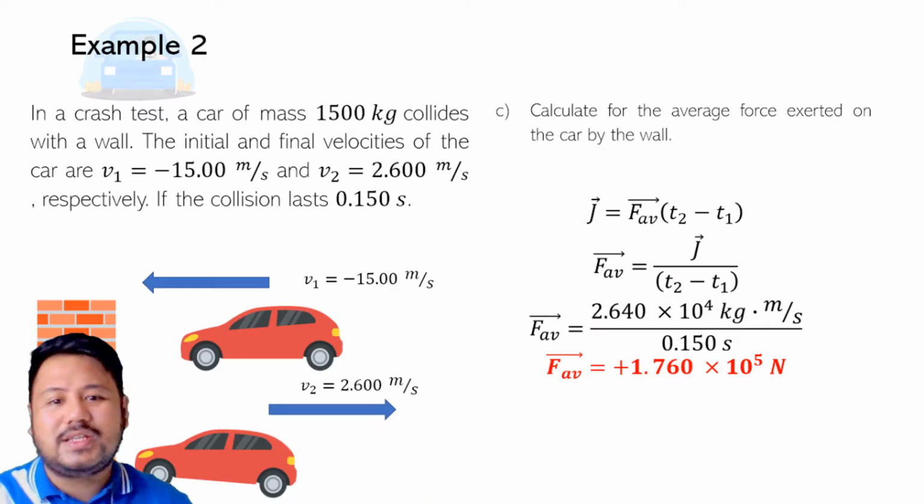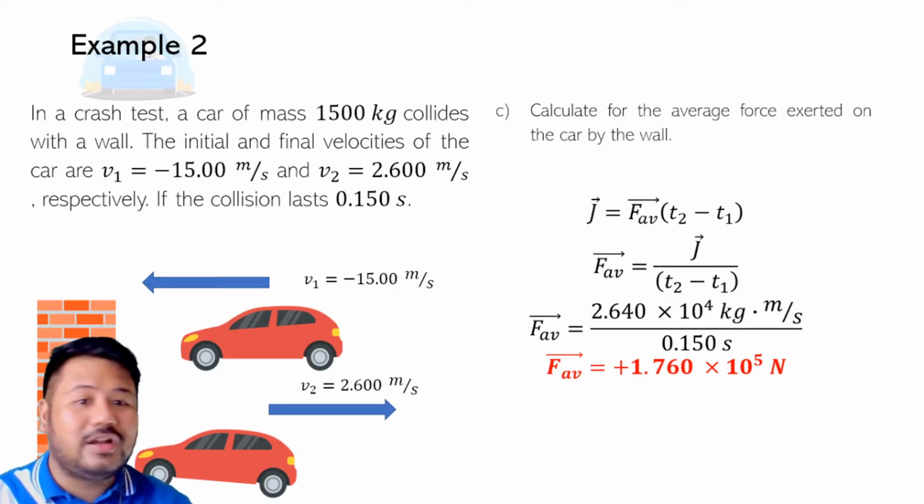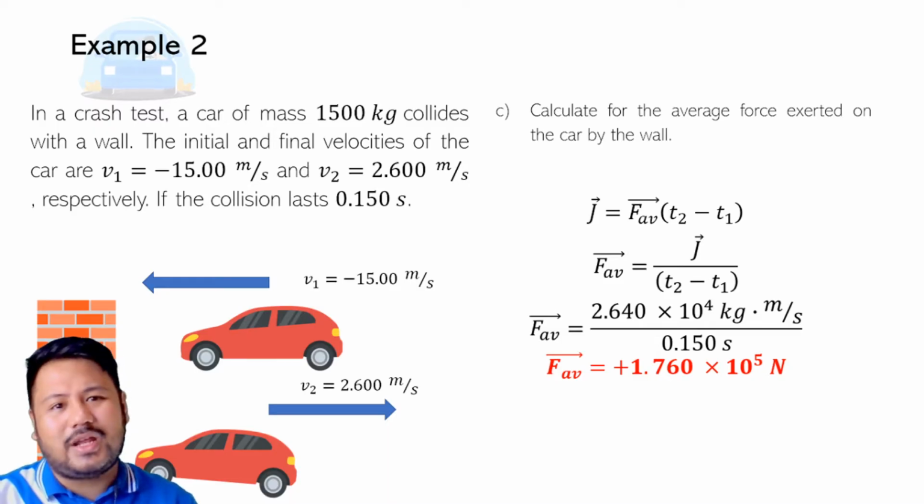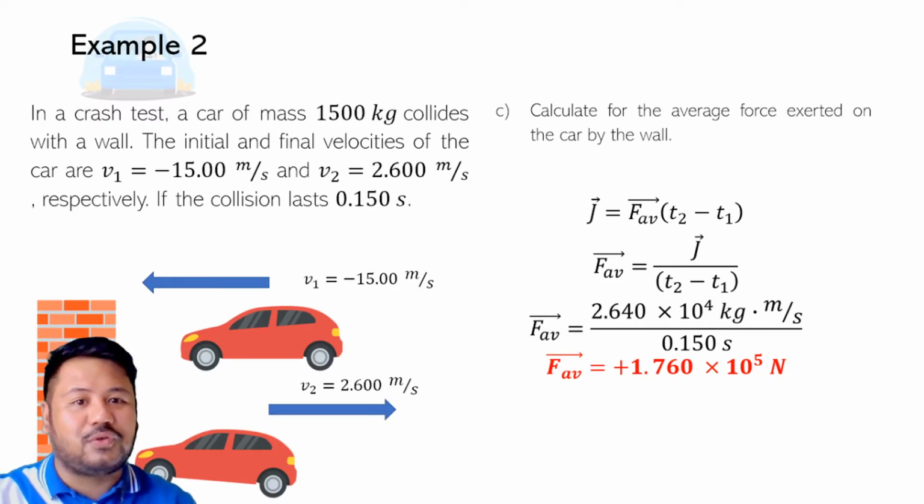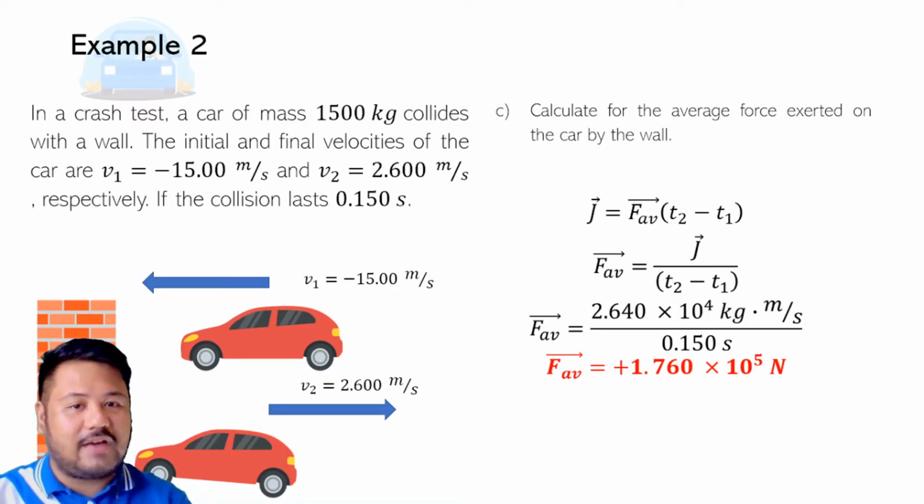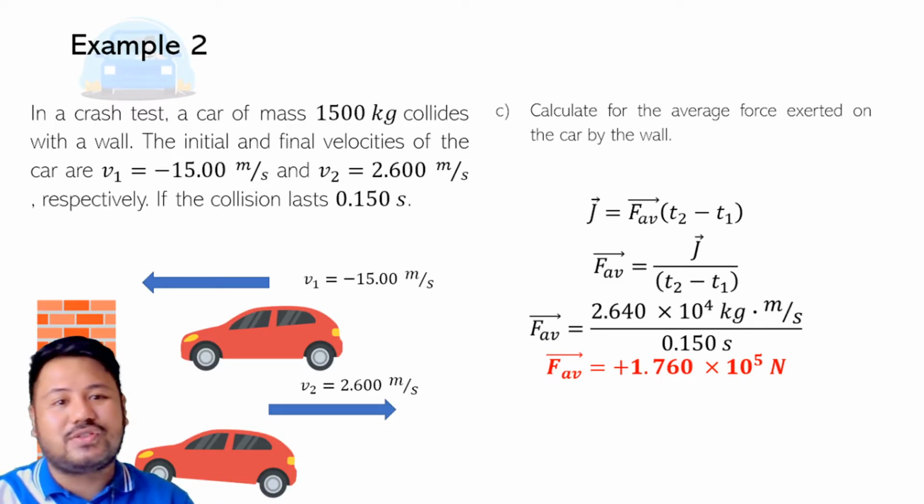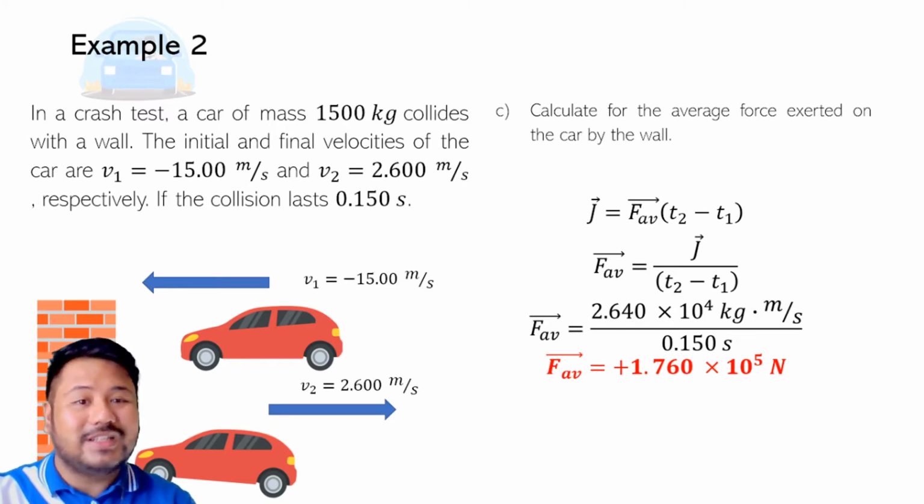Solving for letter C, using the time that the car and the wall are in contact and the impulse from part B, we can easily solve for the average force exerted by the wall using the definition of impulse, wherein impulse is just equal to the average force times the change in time, or delta t. Manipulating this equation, we can solve for the average force. The average force is now equal to positive 1.760 times 10 raised to 5 newtons. Positive because our impulse is also positive.